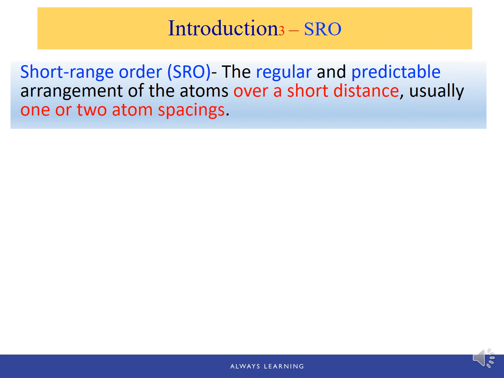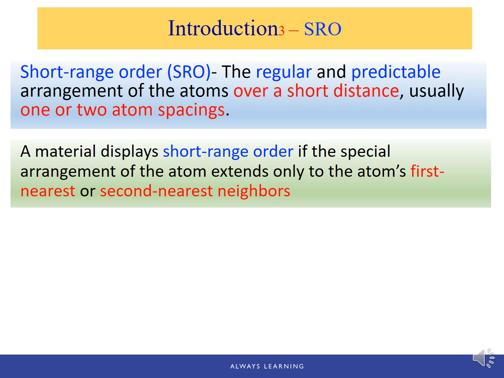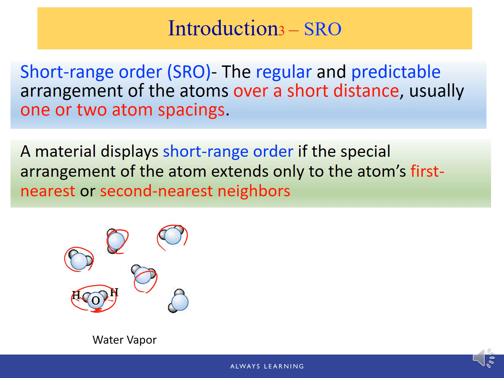Short-range order refers to the regular and predictable arrangement of the atoms only over a short distance, usually only 1 or 2 atom spacings. So if a material displays short-range order, the spatial arrangement of the atoms extends only to the atom's nearest neighbors or the second nearest neighbors. For example, water vapor. In water vapor, each water molecule has a short-range order due to the covalent bonds between the 2 hydrogen and oxygen atoms. That is, each oxygen atom is joined to 2 hydrogen atoms, forming an angle of 104.5 degrees between the bonds. However, beyond this scale, the water molecules in steam have no special arrangement with respect to each other's position. So this is a short-range order.